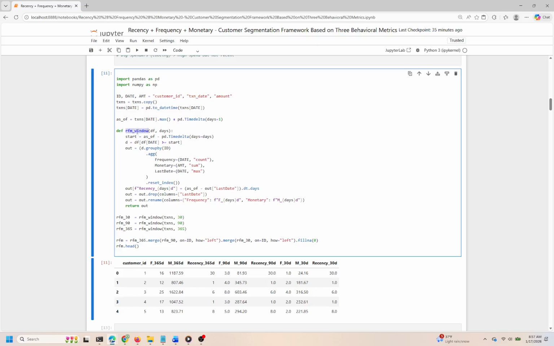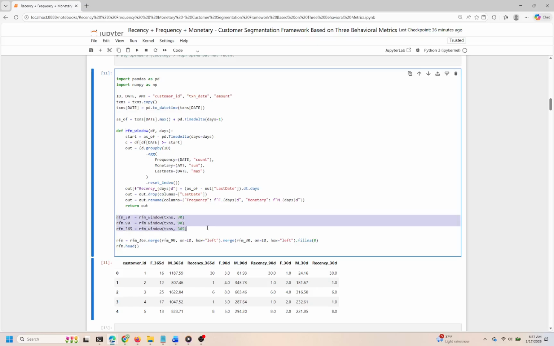First, we're ensuring the transaction dates are in the correct date-time format, which is crucial for accurate time calculations. The time frame for analysis is built around the latest transaction date in the dataset, plus 1 day, allowing us to focus on recent customer activity. Within the function, we evaluate transactions that occurred within a defined number of days. For instance, the function identifies transactions from the last 30, 90, or 365 days.